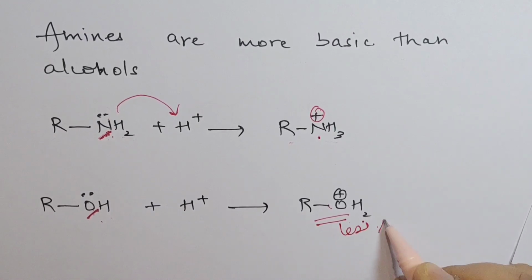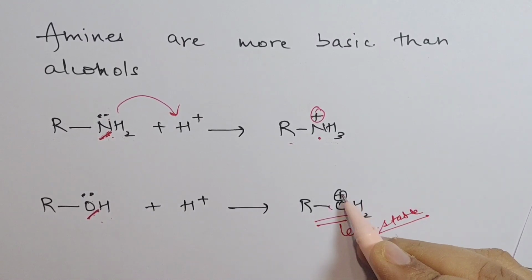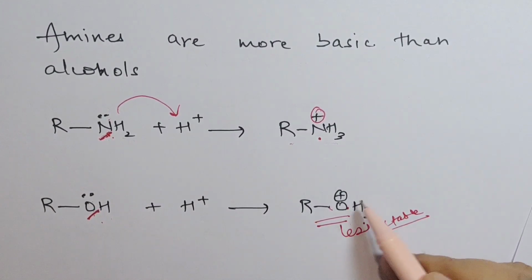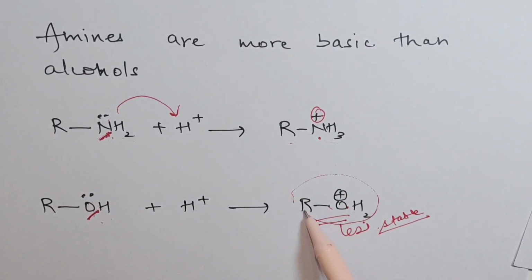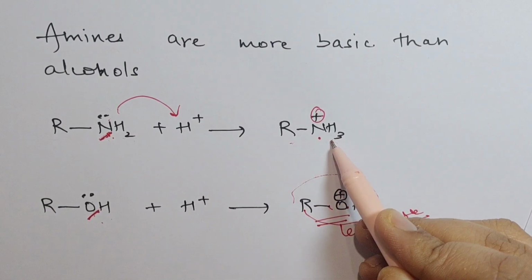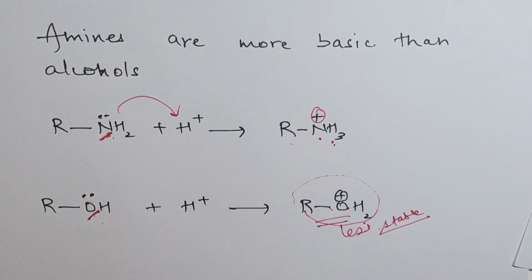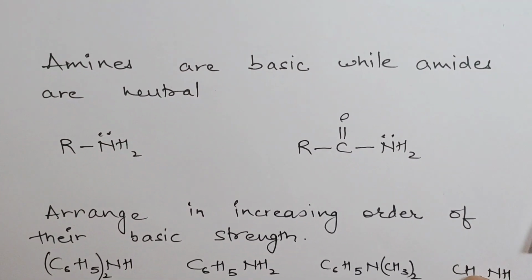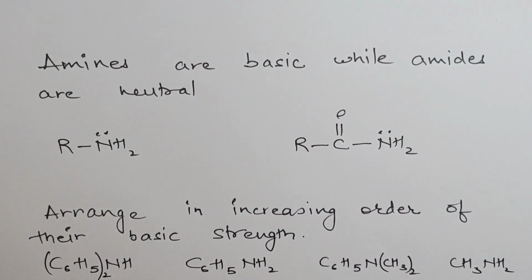This is less stable because positive charge on the more electronegative atom is making it less stable. So the product here is also less stable than the product here. Okay, that is why amines are more basic than alcohols. Moving on, amines are basic while amides are neutral.